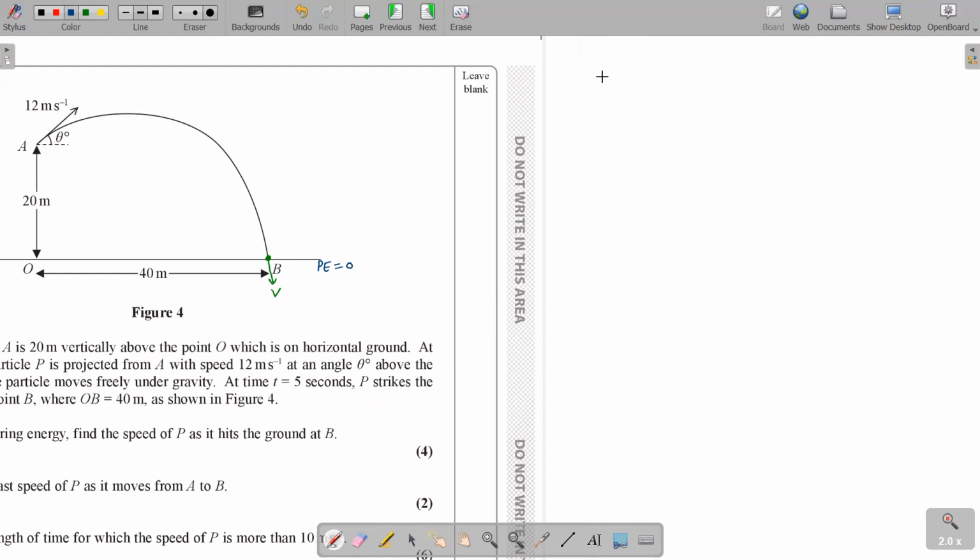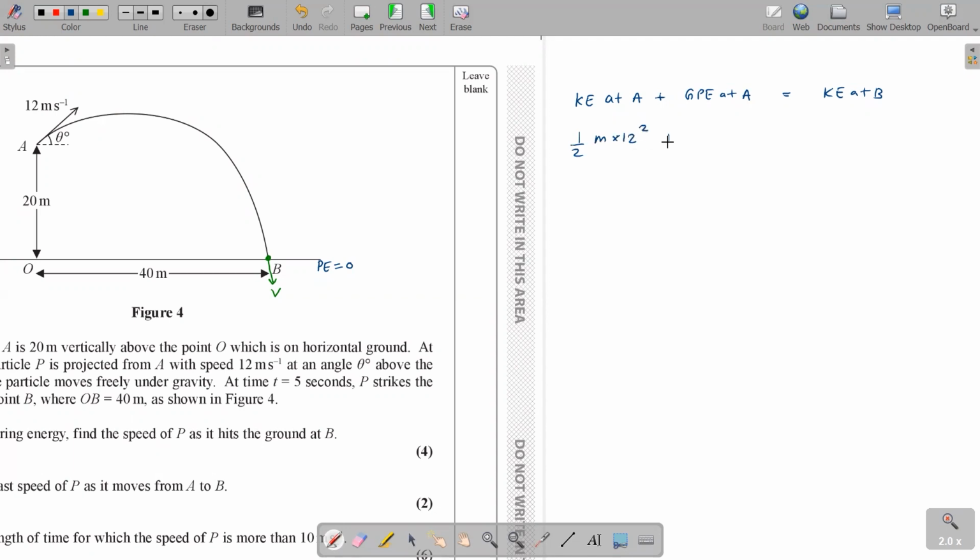So at A, what are the energies I have? I have kinetic energy at A, and I have the potential energy at A. Okay, and then at point B, what do we have? At point B, we have only the kinetic energy, because when you come to the ground, you are in the potential energy 0 level. Therefore, there's no GPE.